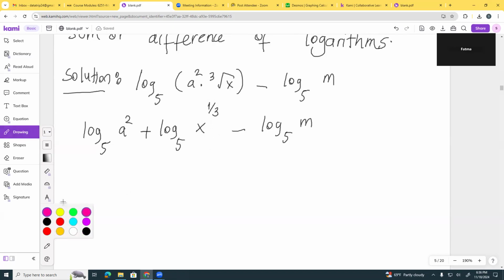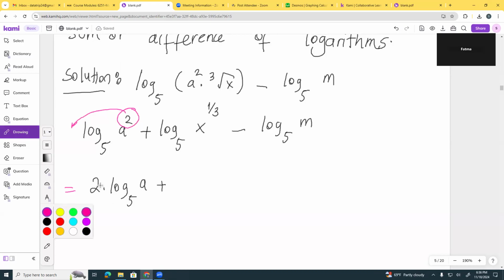Okay. Now, why are we doing this? Finally, we have the power rule to apply, right? What does the power rule say? Put the power to the front. Yes, we're going to take the power to the front. Therefore, the first one is going to become what? 2 times log base 5 of a. We're done with the first one.